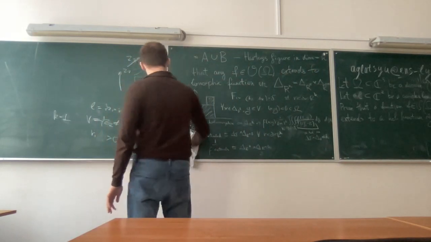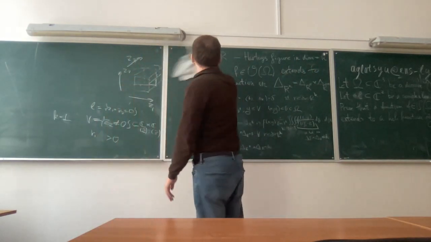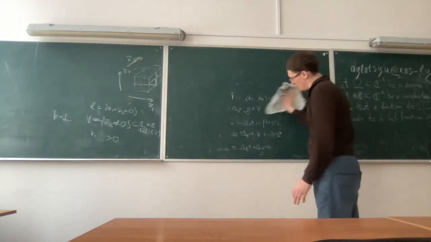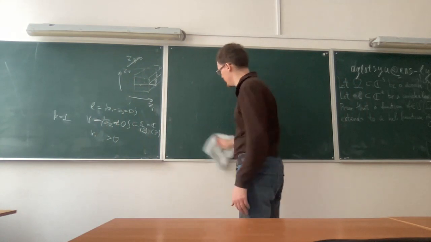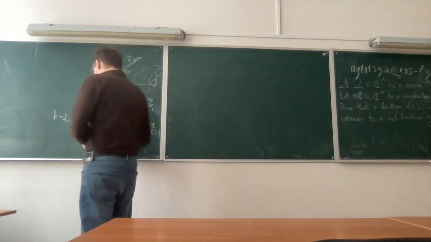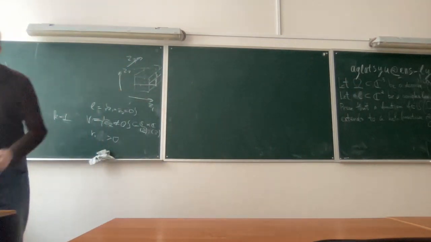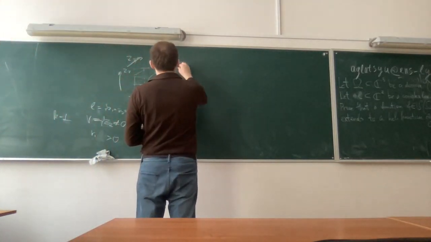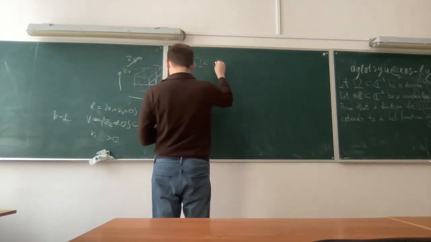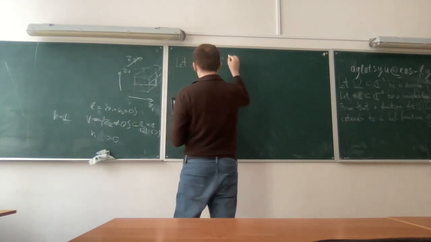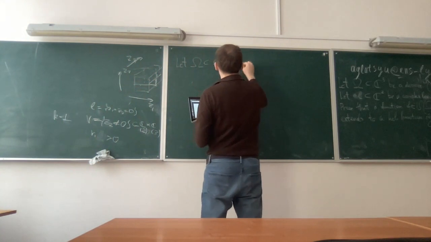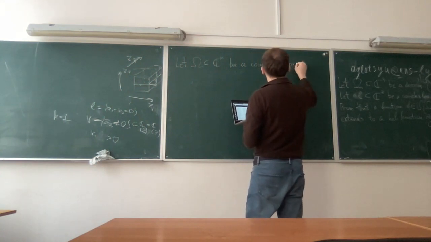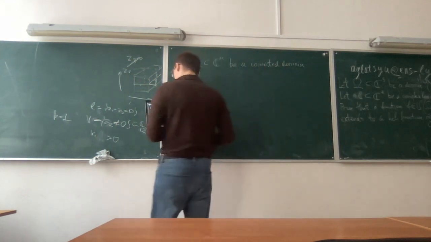Okay, there is one more problem for today, which is about a general theorem on erasing compact singularities, or about extension of a holomorphic function across a compact subset. So that omega being a connected domain.